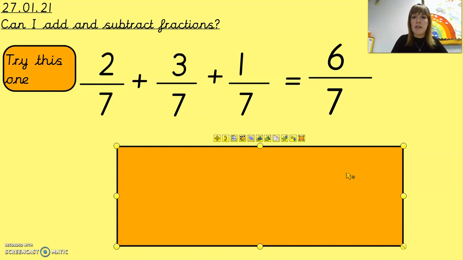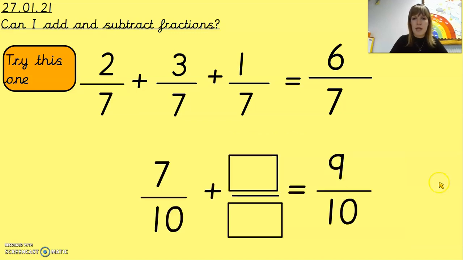Now let's have a look what's underneath my orange box. Here we go. You might come across some questions like this in your maths worksheet today. So we need to find out what the missing fraction here is.